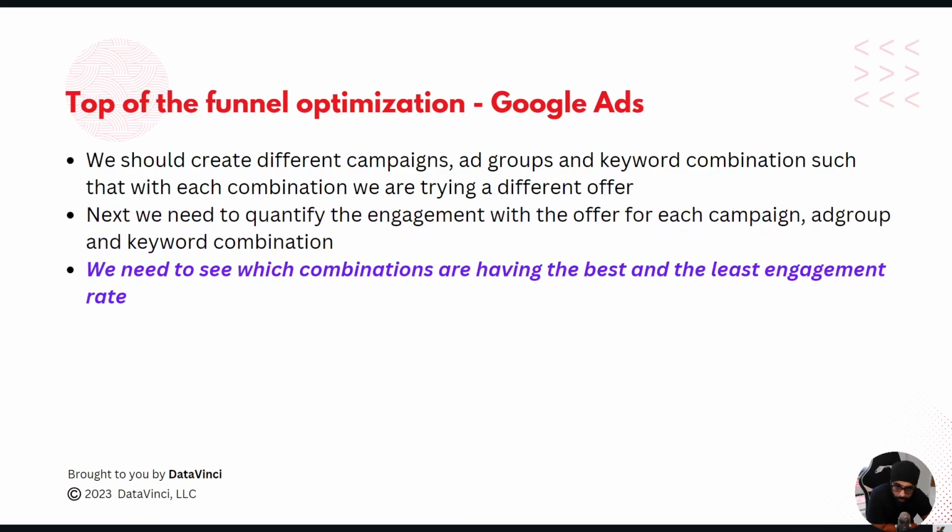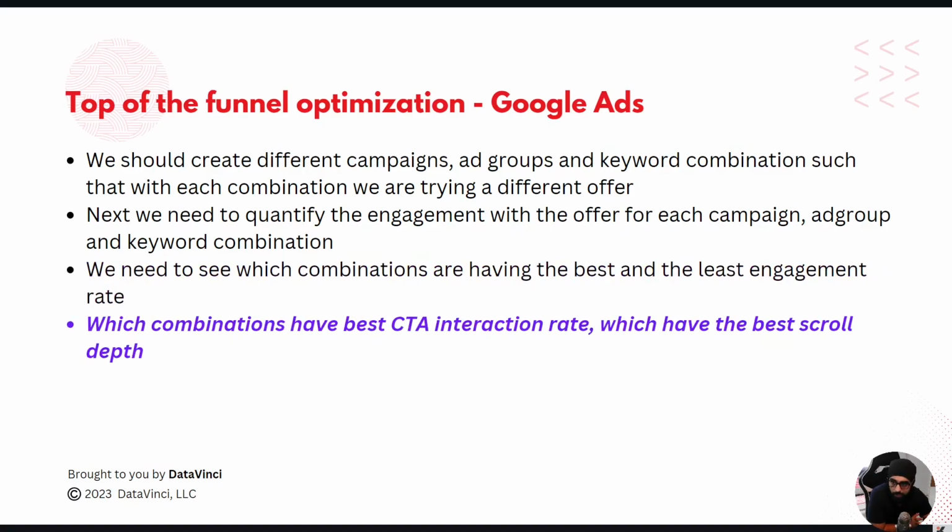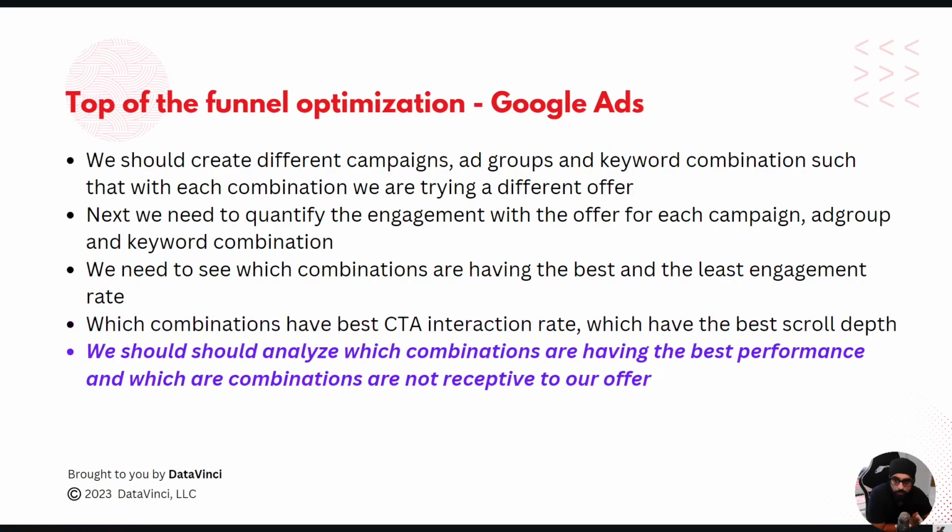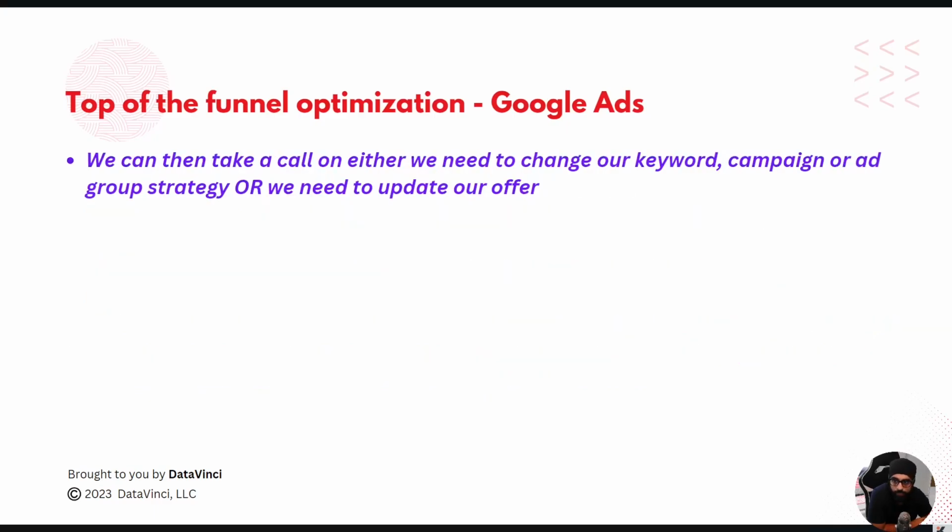We need to see which combinations are having the best and the least engagement rate. Okay, which combinations have the best CTA interaction rate, which have the best scroll depth, etc. We should analyze which combinations are having the best performance and which combinations are not receptive to the offer that we have on our landing page. So then what we need to do, we can take a call that either we need to change our campaign, keyword, or ad group strategy, or we update our offer.